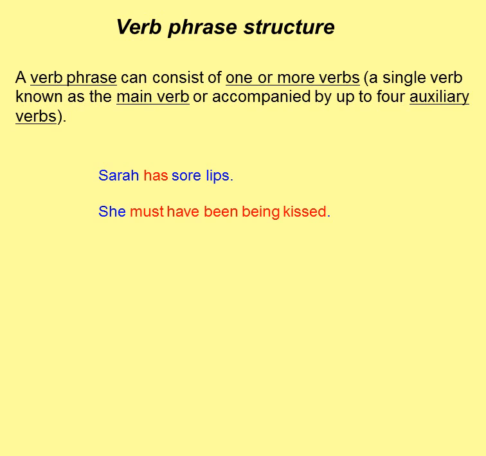In terms of how verb phrases are made up, we said that it can consist of a verb. Well, actually it can consist of several verbs. So that means there's got to be a main verb there, but it can be accompanied by up to 4 auxiliary verbs. Auxiliary verbs, we can also say helping verbs. In the sentence "Sarah has sore lips", we've got one verb, that's the verb phrase, and it's the main verb, so it's on its own. In the sentence "she must have been being kissed", the verb phrase consists of 5 verbs. So "kissed" is the main verb, and there are 4 auxiliary or helping verbs: must, have, been, being.